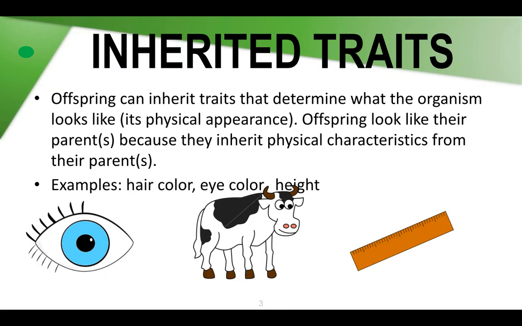Now, inherited traits, guys. Offspring can inherit traits that determine what the organism looks like. That's going to be its physical appearance, right? So if you look down there in the example, you have the blue eye, right? Or you have the cow with 4 legs, or you have a ruler, something that you can measure, right? So offspring look like their parents because they inherit those physical characteristics from their parents, right? You look like your biological mom or your biological dad, right? You inherit those traits together to make you you. So you look like both of them, all right?